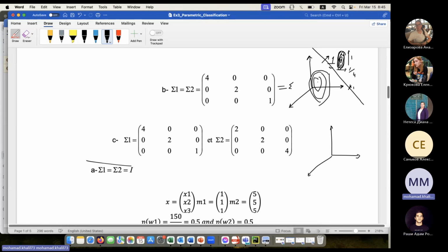Just one minute. Look, sigma 1 is (4, 2, 1). That means here is something like that. The data in R3, but in R2 is different. It's 1 over 4 here, and 1 over 2, 1 over 2. That means it is small in the direction of x3.